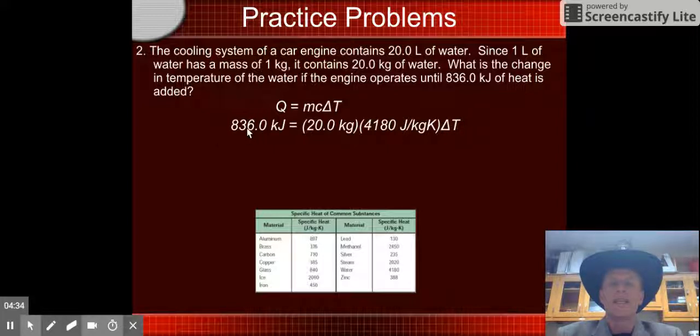So take that 836,000 divided by 20, divided by 4180 to get 10. I'll tell you, 3 sig figs all the way around. So if you used water, the water temperature would only change 10 degrees with all of this amount of heat.